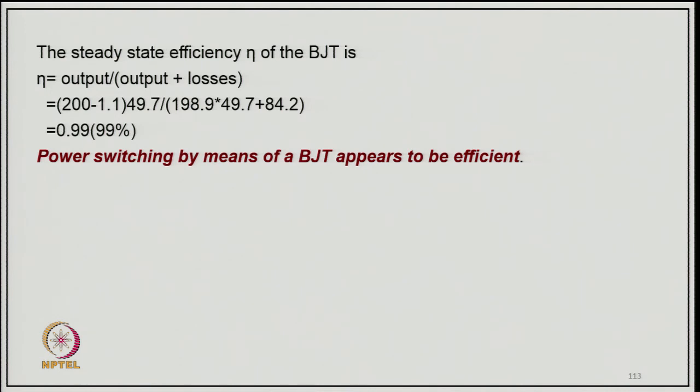So, the steady state efficiency of the BJT is eta equal to output upon output plus input. Just putting the value of output and dividing, this comes 99%, and power switching by means of a BJT appears to be inefficient.